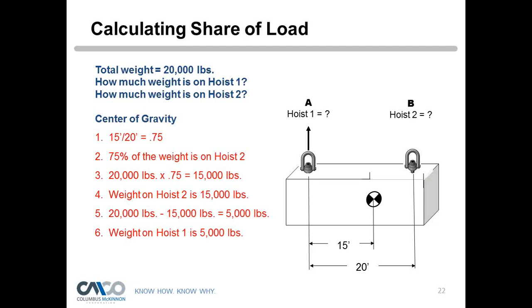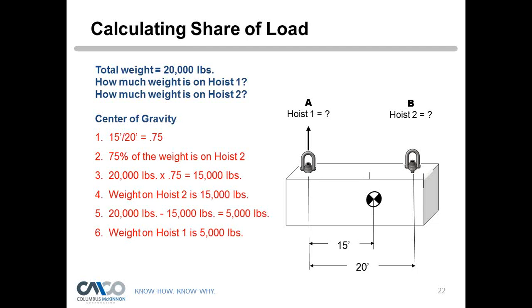If this was the example we're showing, the majority of the weight is going to be on the pick point that I'm going to connect to. 20,000 pounds times 75% is 15,000 pounds. If I were to take a scale or a dynamometer and lift straight up on that lift point, it would read 15,000 pounds. On the other side, it would read 5,000, right? 20,000 minus 15,000 is 5,000. So that would be my share load on my pick points.